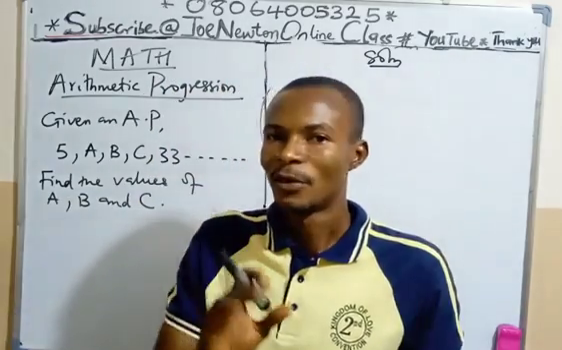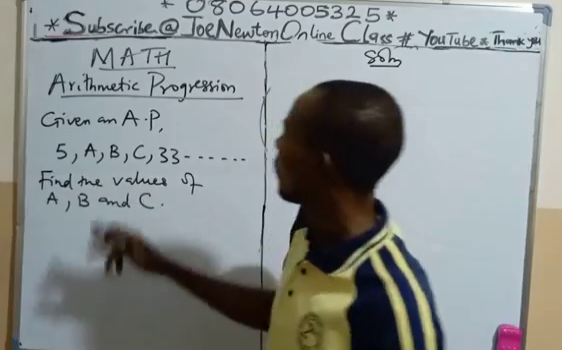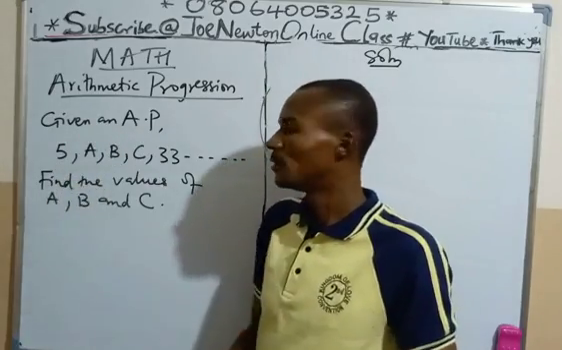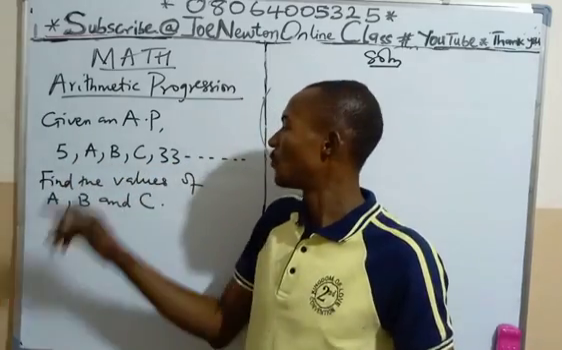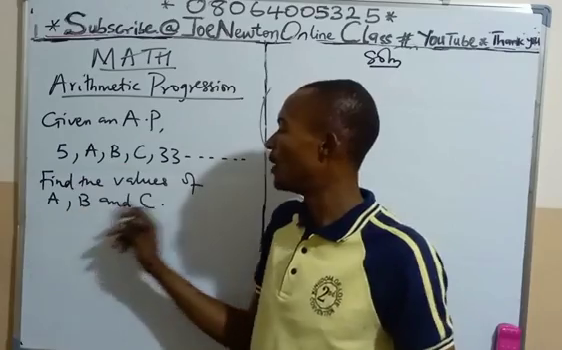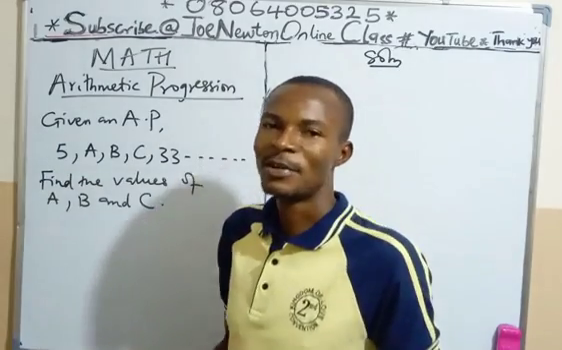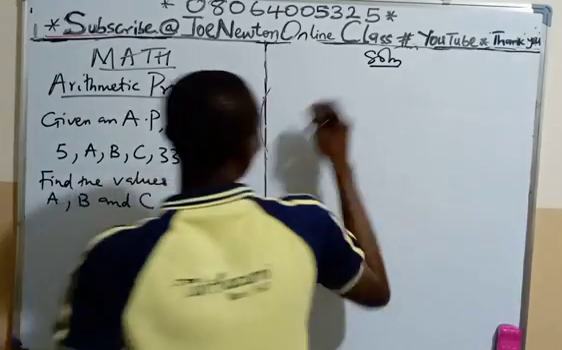Now quickly, the question says, given an AP 5, A, B, C, 33, we were asked to find the values of A, B, and C. This is very simple. So, solution.